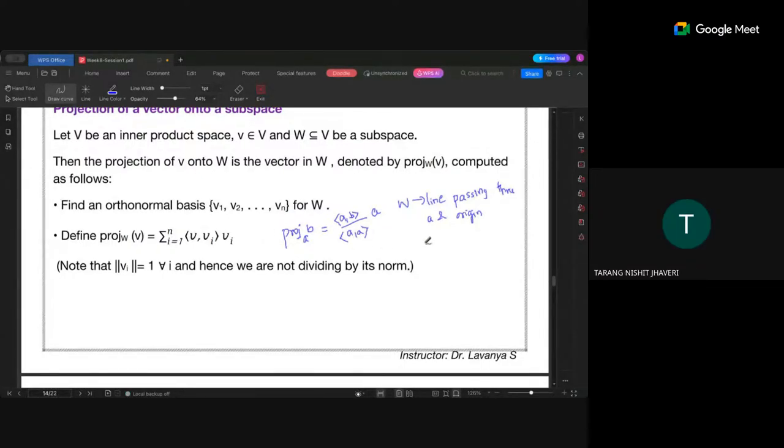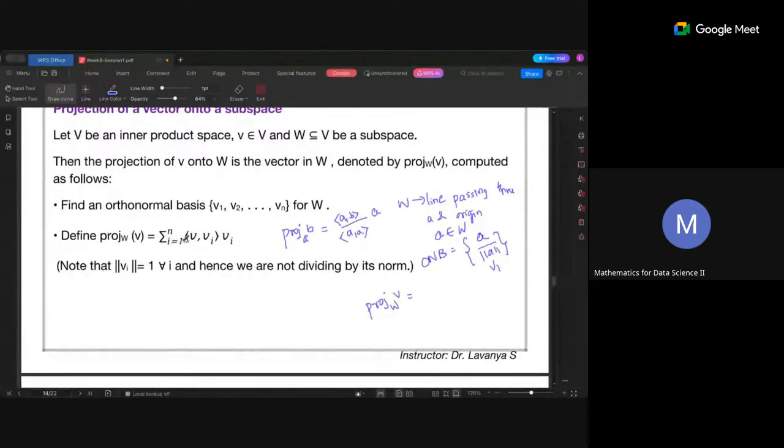1, 0, 0, 1. A is one vector in W. How will you construct an orthonormal basis for W? Inner product of? Correct. So now this is your V1. Okay, now what is the projection of any vector V onto W according to this definition?